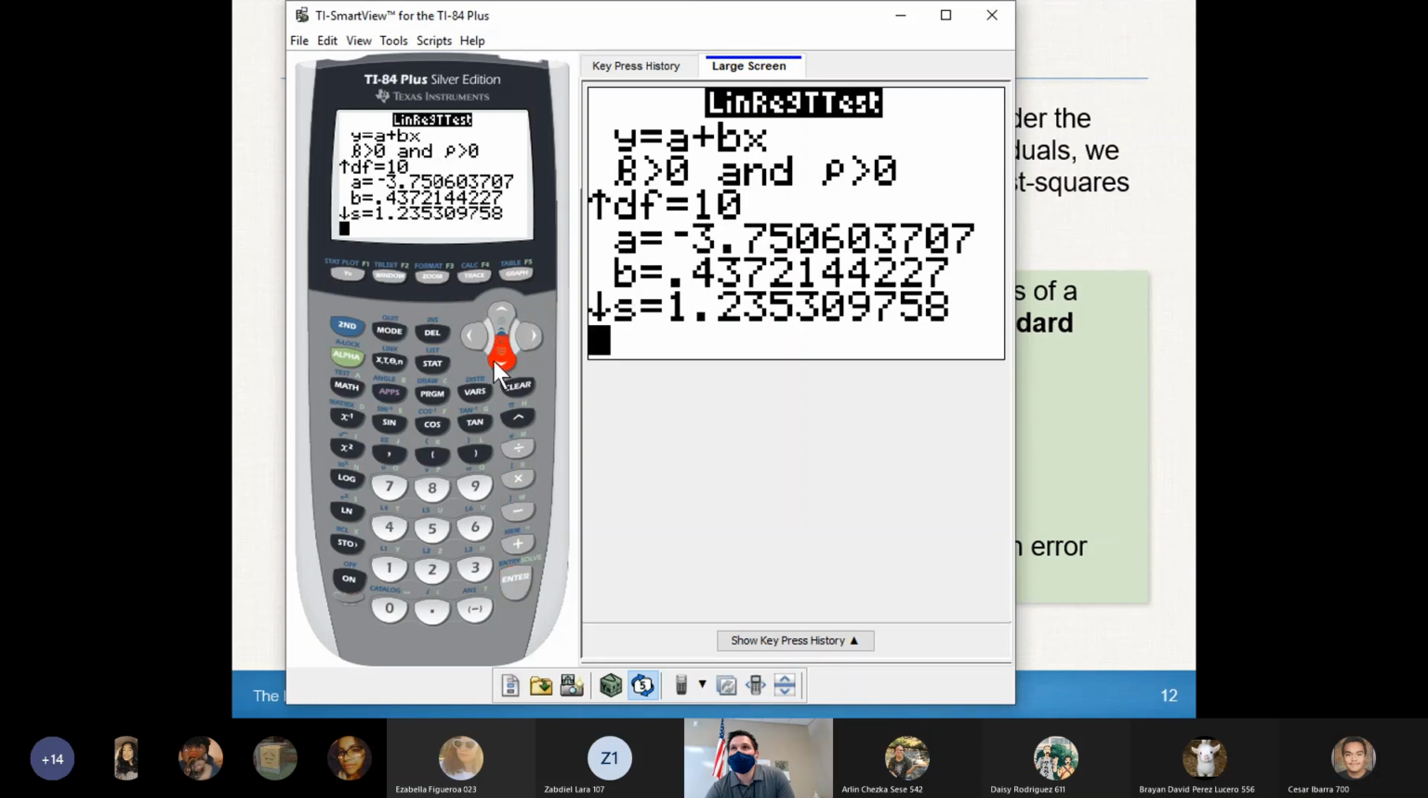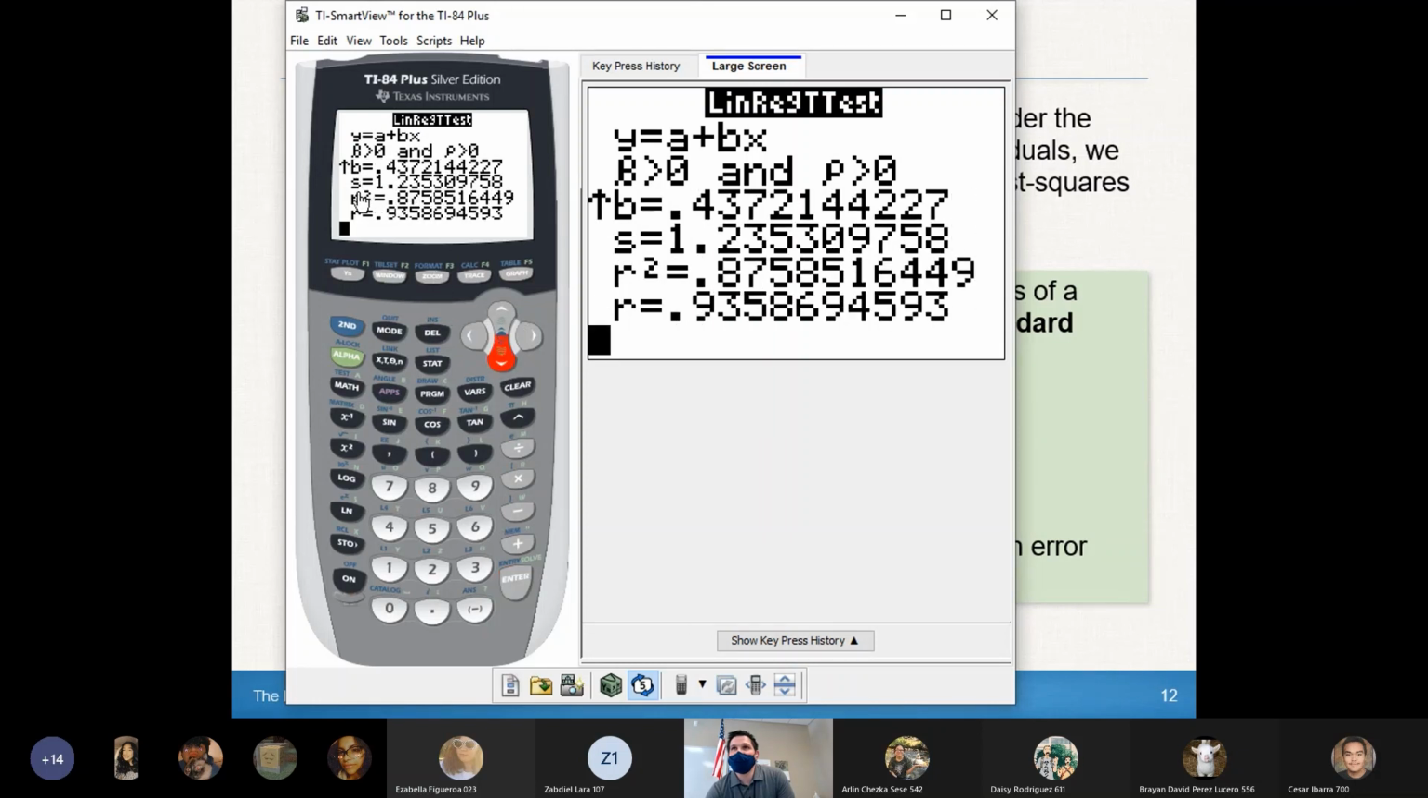This gives a lot of values. We get s right here. So again, use your calculator to find s. You're not going to want to do this by hand. This would really suck to calculate.